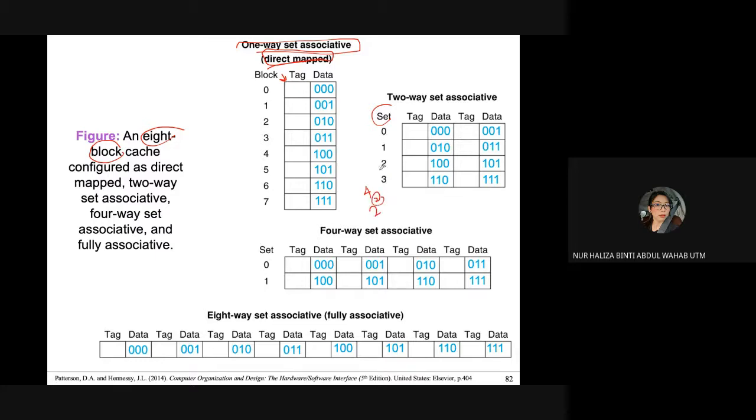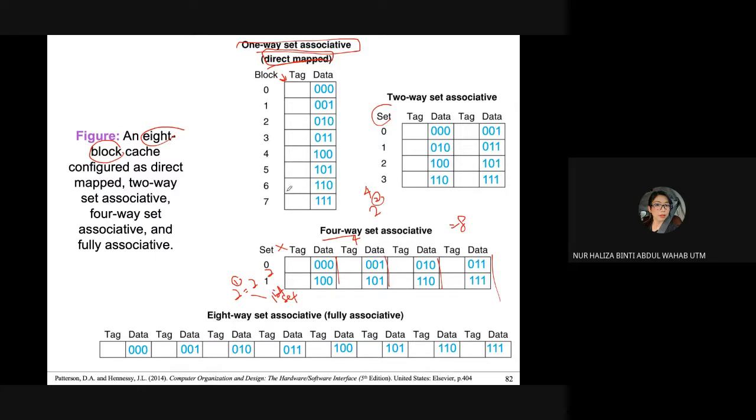And now you can see you have another one, which is 4-way. With 4-way, you are going to have 4 blocks also. And because it is 8 blocks altogether, you are going to have 2 sets. 2 times 4 is going to get 8. So 2 to the power of 1 will be 2. So this is 1 bit for your set.